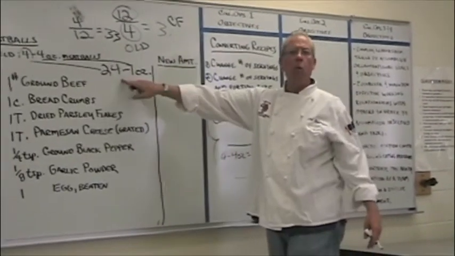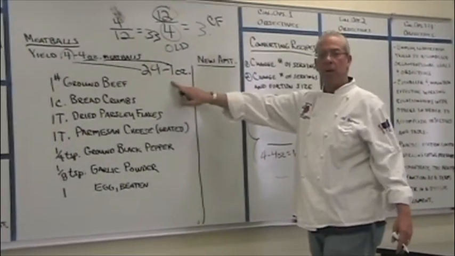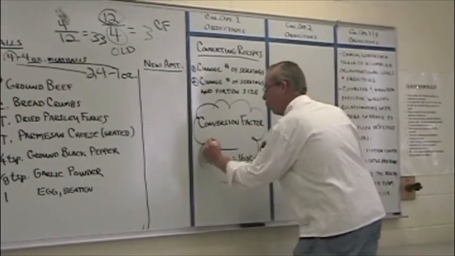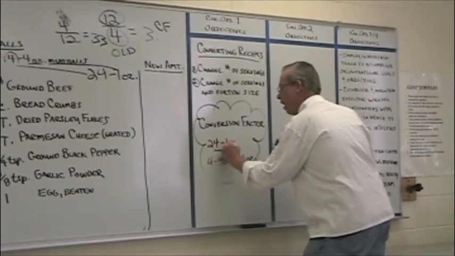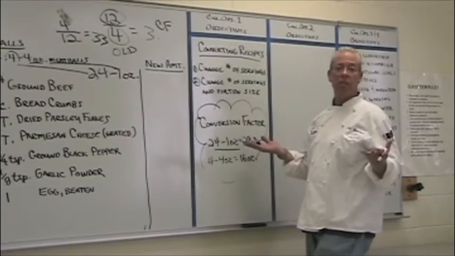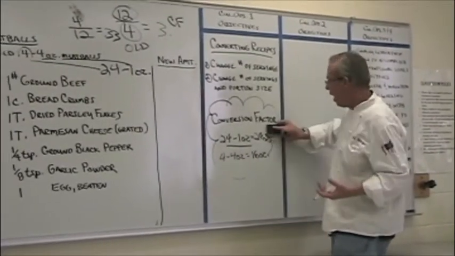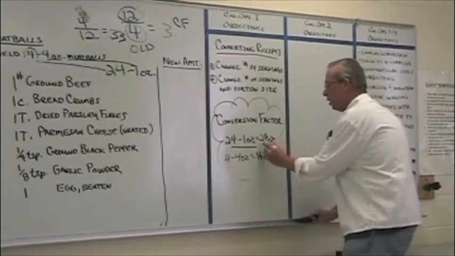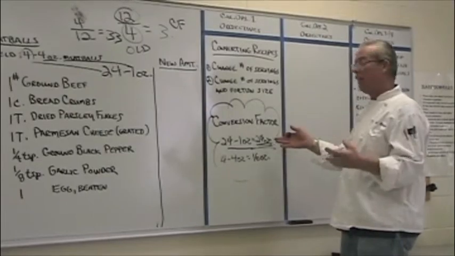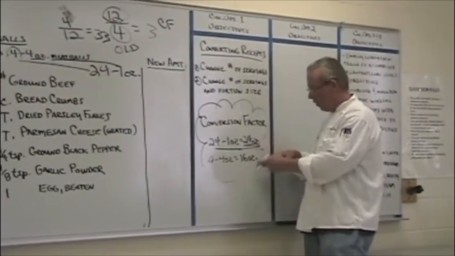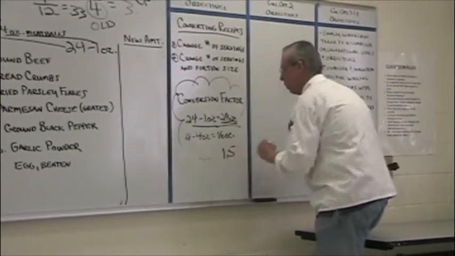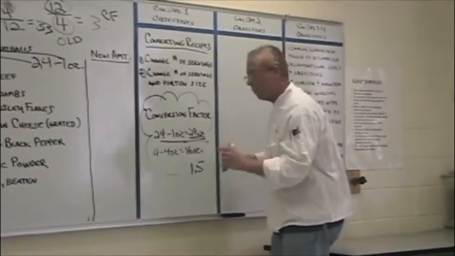Now, we want to make 24 1-ounce meatballs. So, again, the new amount is always on top. So, 24 1-ounce meatballs equals 24 ounces. So now we have 24 ounces over 16 ounces. So if you take your calculator and do 24 divided by 16, you're going to come up with 1.5. 1.5 is your conversion factor.